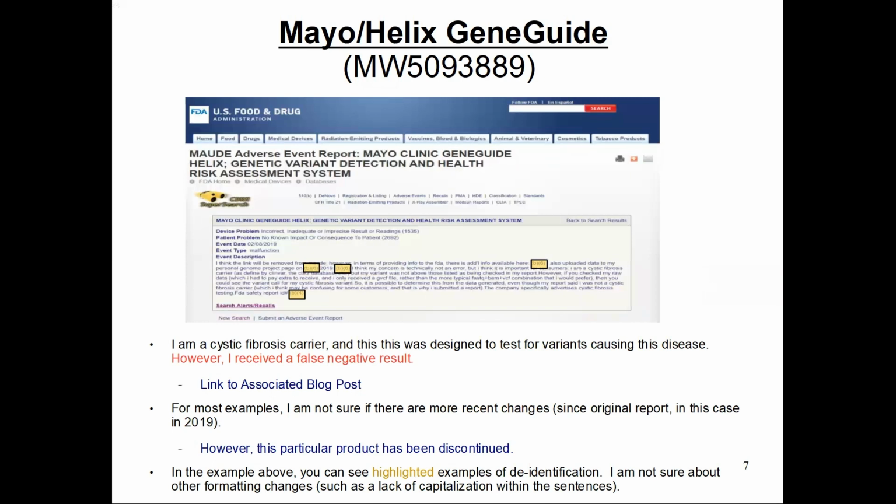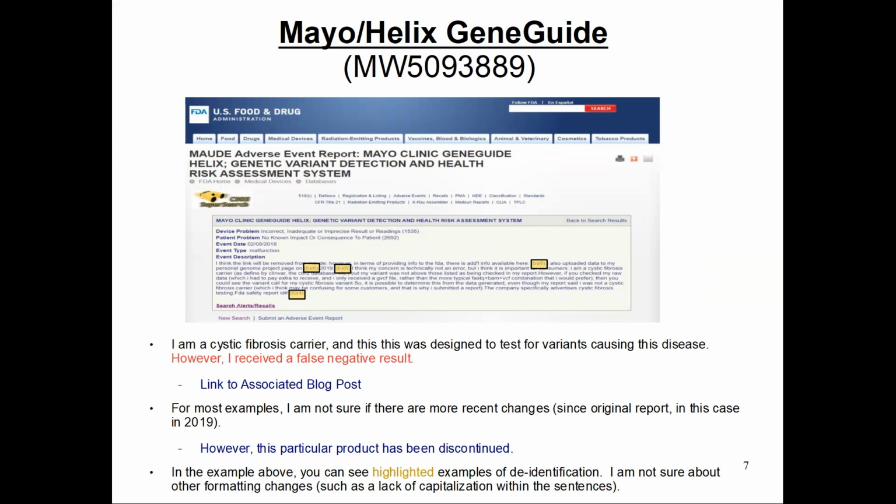So the first example is for Mayo GeneGuide. I believe this is offered through Helix, and this relates to a report that said I was not a cystic fibrosis carrier when I was a cystic fibrosis carrier. If you read the details, you could figure out the explanation, but since they were focusing on a somewhat limited number of genes for disease risk, I thought it was worth emphasizing amongst these slides, and it was ultimately accepted to put it in the MAUDE database.